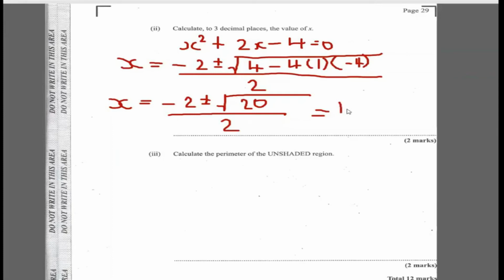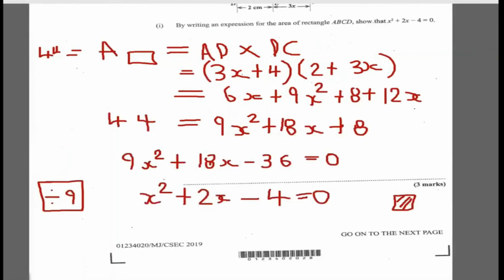1.236. So x is 1.236. That's the value for x to 3 decimal places. We ignore the one with the minus sign. Usually you get 2 values for x, but we ignore the one with the minus sign because distance cannot be negative. Well, that's actually incorrect to say. Distance can be negative. Displacement cannot be negative. All right, let me correct my statement. Displacement cannot be negative. And so in this case, we cannot have the length of something be negative. So we ignore that side.